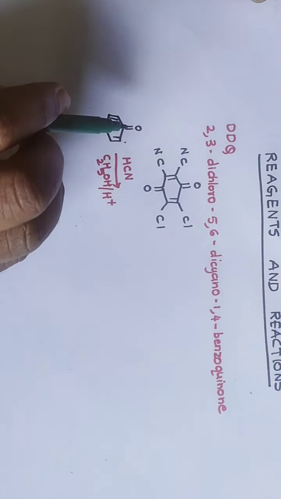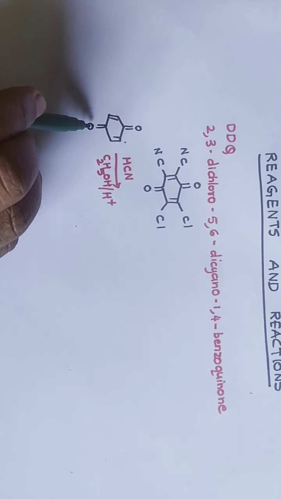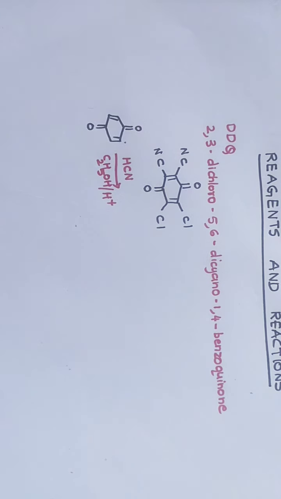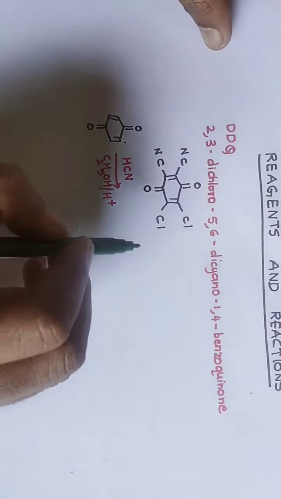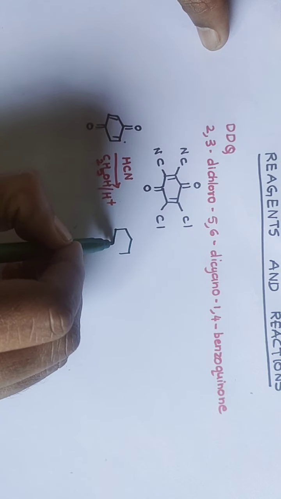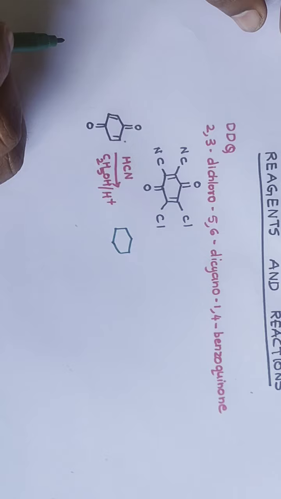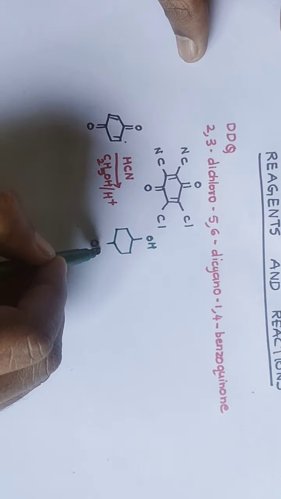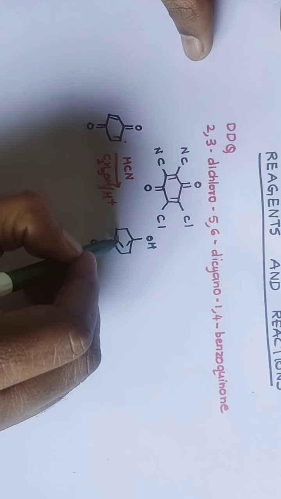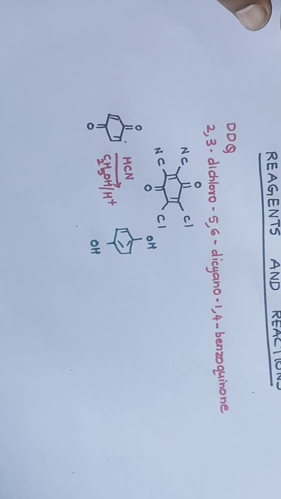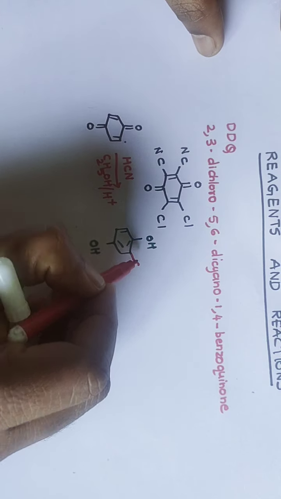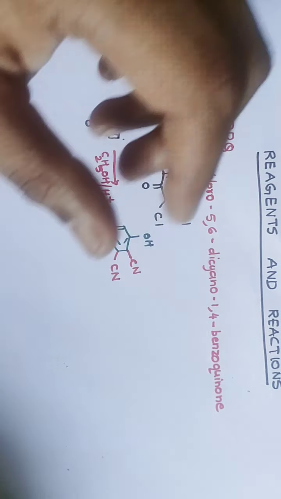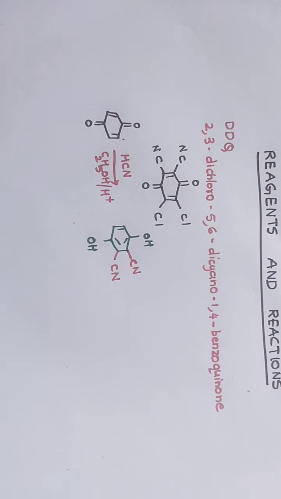What happens is the double bond O gets converted to OH, aromatization takes place, and the cyanide group gets substituted here. So this is what happens when we treat it with hydrogen cyanide. Double bond O gets converted to OH, aromatization takes place, and the cyanide group is attached. Okay, this is what happens.